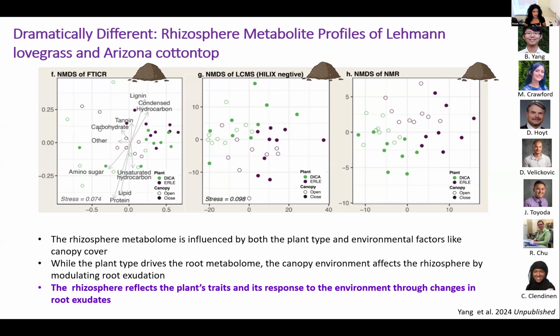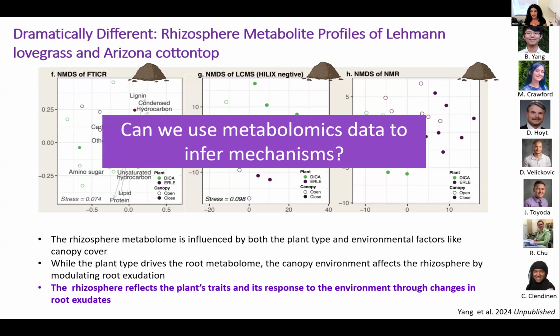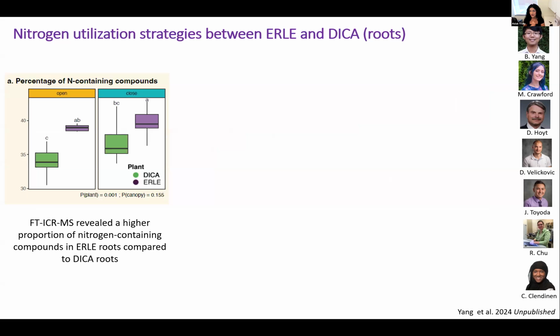Next, we were really interested in seeing if we could actually use that data to validate some of the mechanisms that we've seen in the literature. So that's the question I'm asking here: can we use metabolomics data to infer mechanisms? What I'm going to be discussing first is the first mechanism, which is the nutrient acquisition strategies, focusing on nitrogen. The reason I focus on nitrogen here is because these plants are growing in a semi-arid ecosystem that is really limited or nutrient poor, and thereby we wanted to see if these two plants are behaving differently.